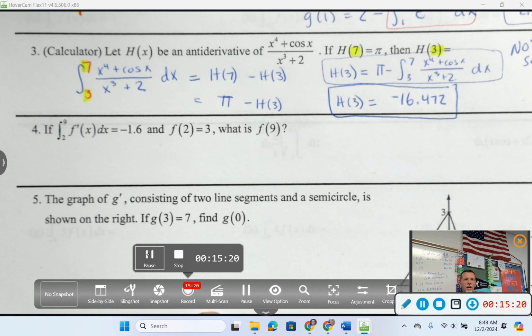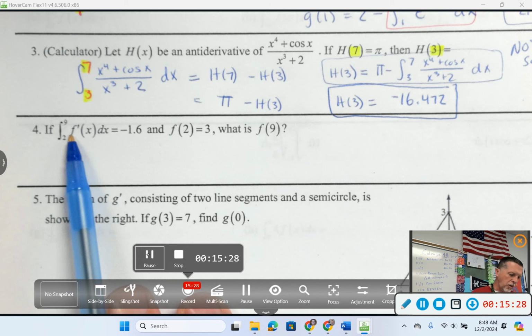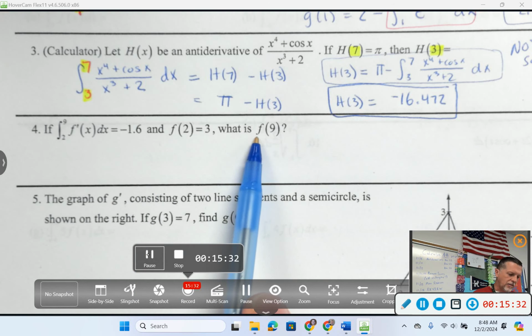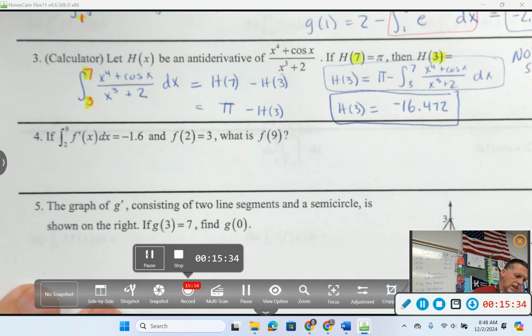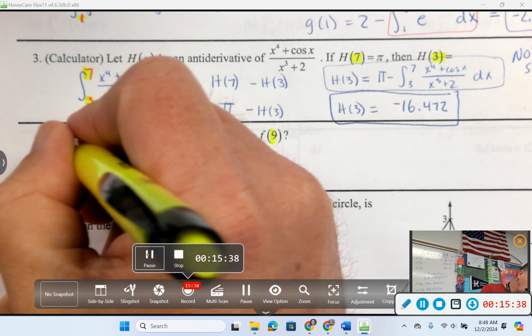Number 4. I think number 4 is easier than all the others. It's telling me the antiderivative of f prime is negative 1.6. I want to find f of 9. They picked the right limits for me, 2 and 9.